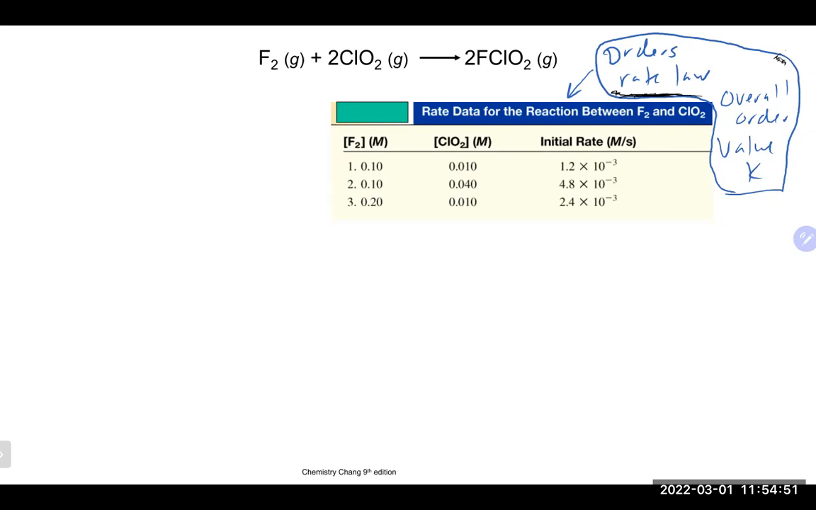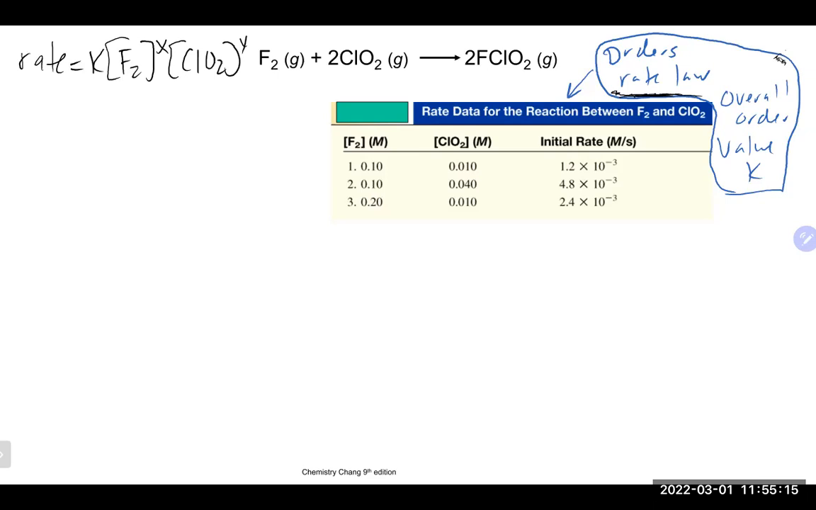So again, we can start with just the generic rate law here. If we look at this equation, we have the rate should equal k, and that's a lowercase k, F2 to the X and ClO2 to the Y. Remember, it is only the reactants that are involved here. Again, this is a very typical type of table that you're given. So we want to analyze the table.